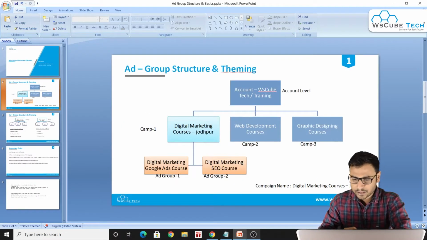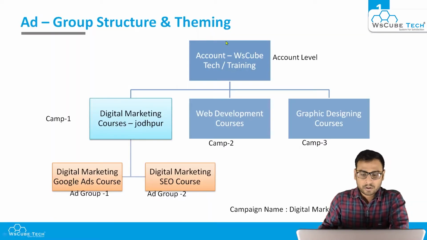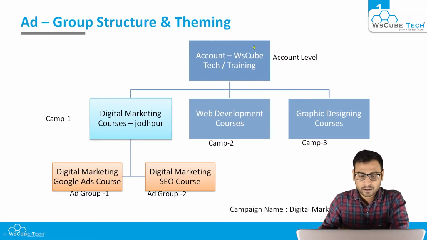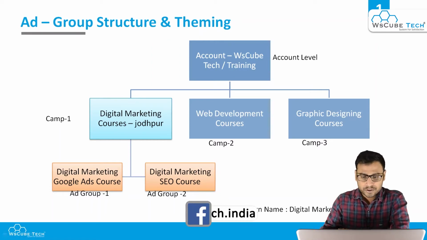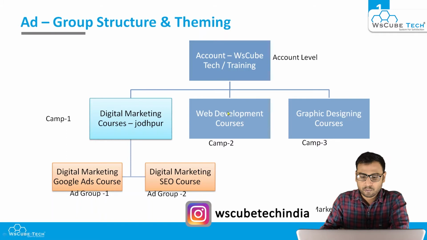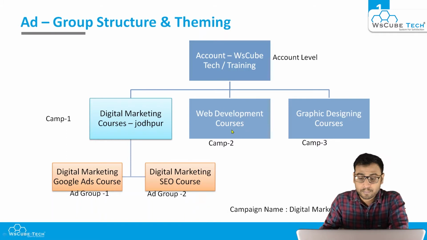Now let's visualize a campaign over here. In this specific example we are taking WSCubeTech as the business, and we are going to create the campaigns, ad groups and keywords for WSCubeTech, which is a training institute. Right now we have segregated three campaigns. The first campaign is for digital marketing courses in Jodhpur. The second campaign is for web development courses. And the third campaign is for graphic designing courses. So right now we are running three campaigns.